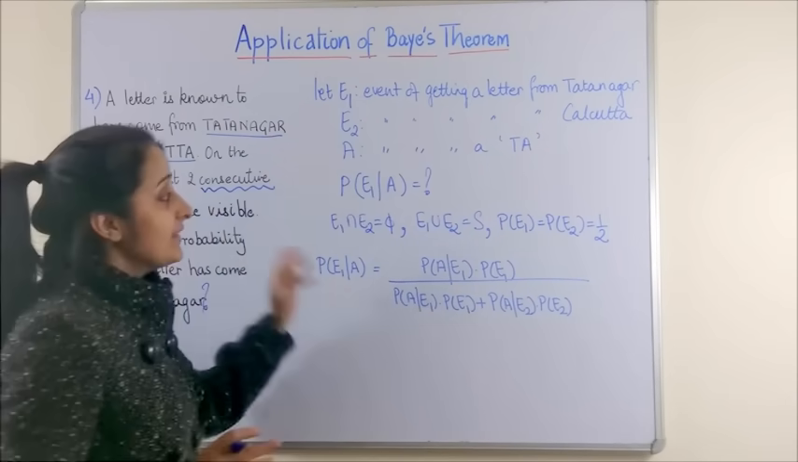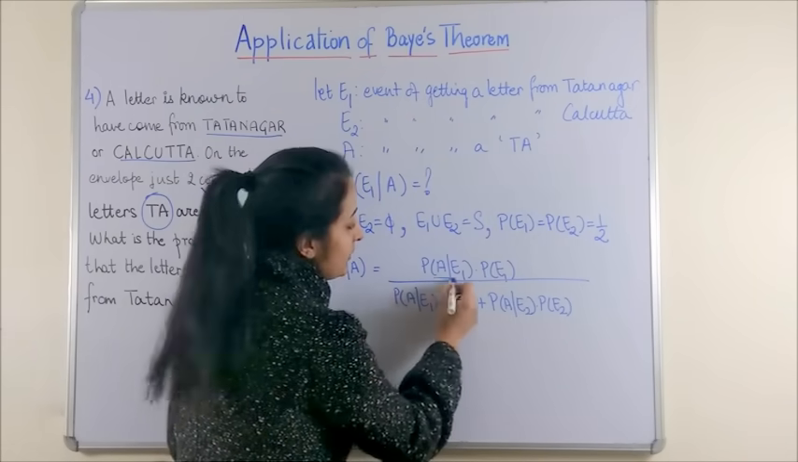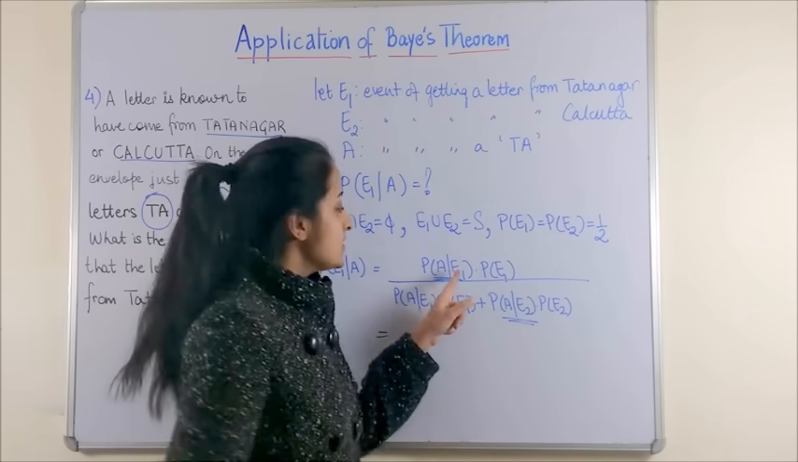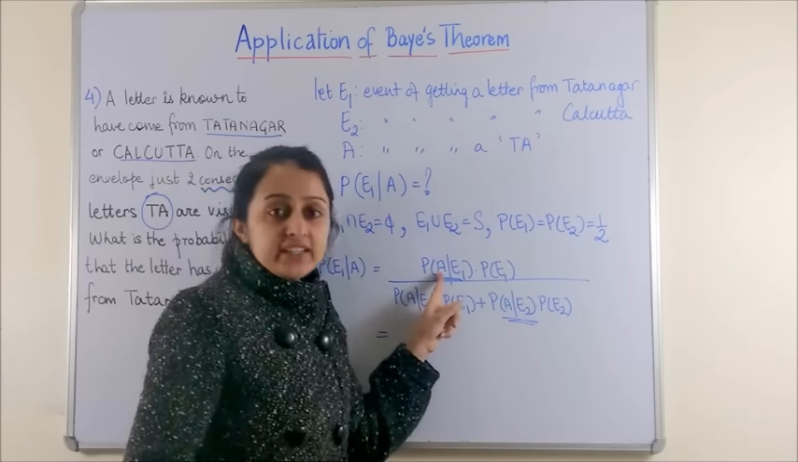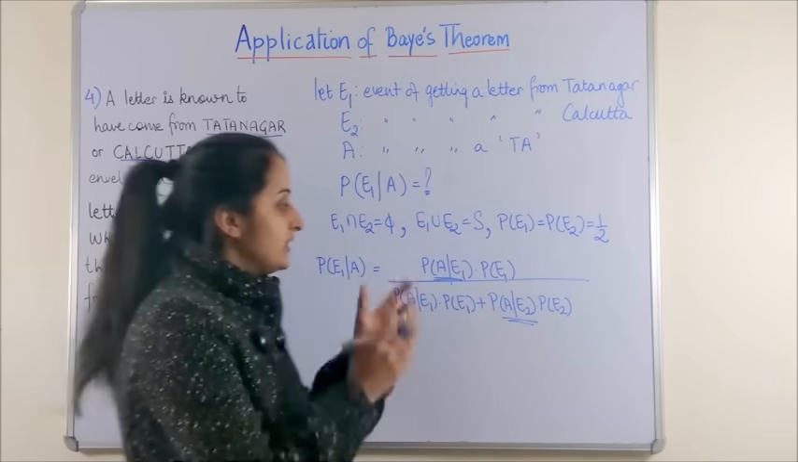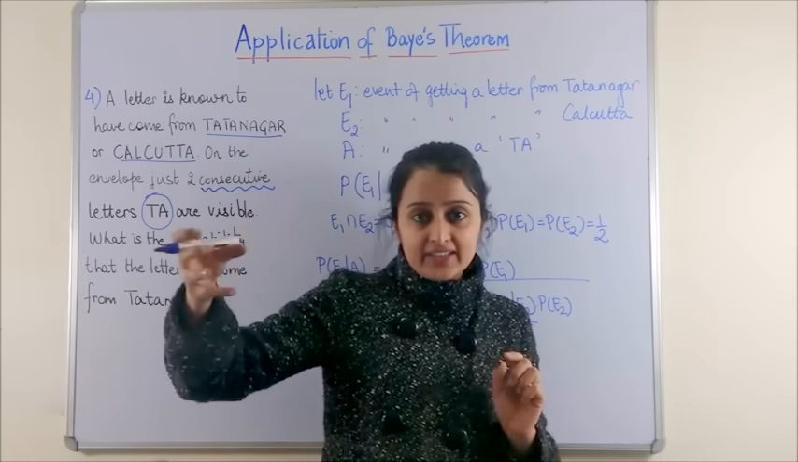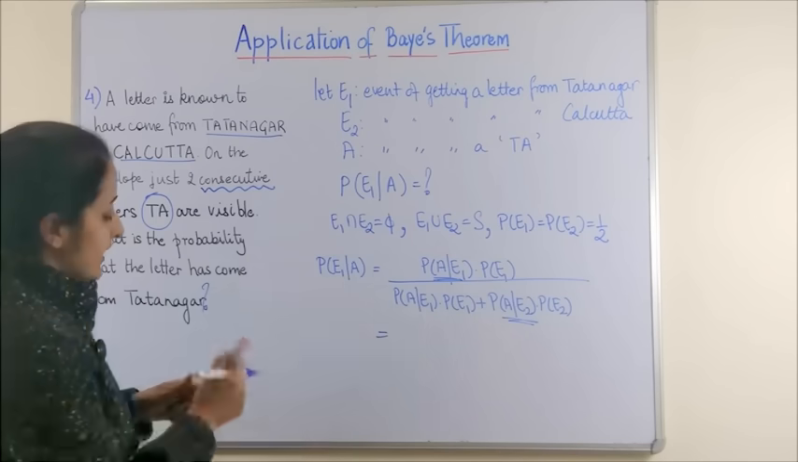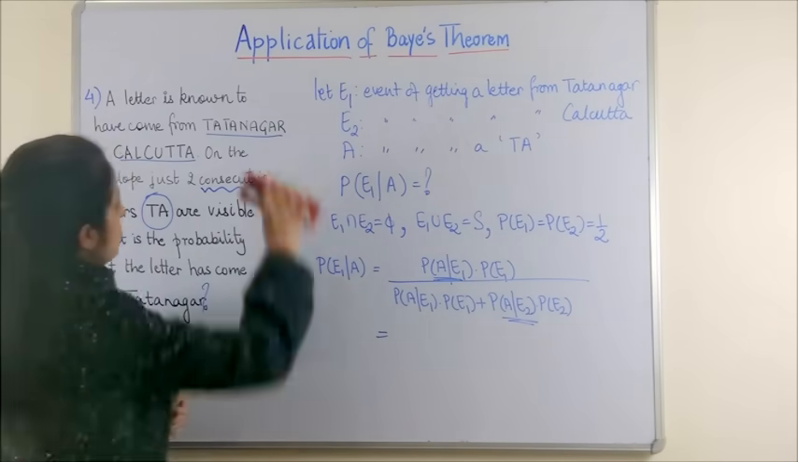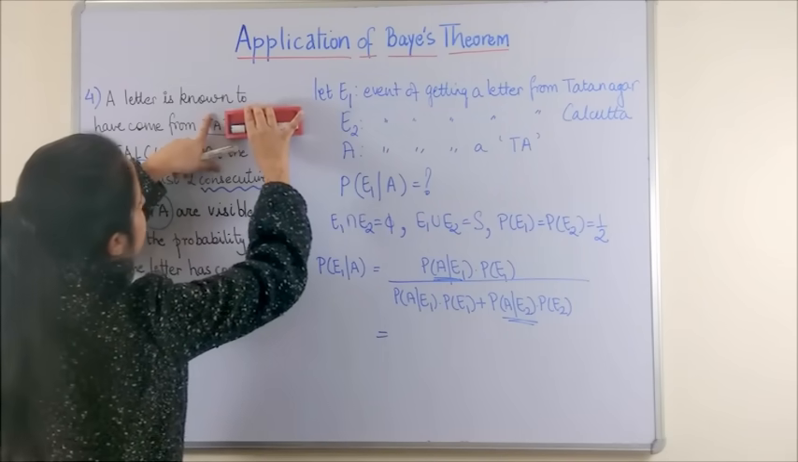So now proceeding, all this has been quite simple. The only challenging part is how to get this or this. So let's see. Now this means probability of getting a TA when the letter is from Tatanagar. And for this, just try and see. It says the letters are consecutive. So getting a TA. Now, first of all, how can you see anything? I can either see only TA on my pack or I can see AT.